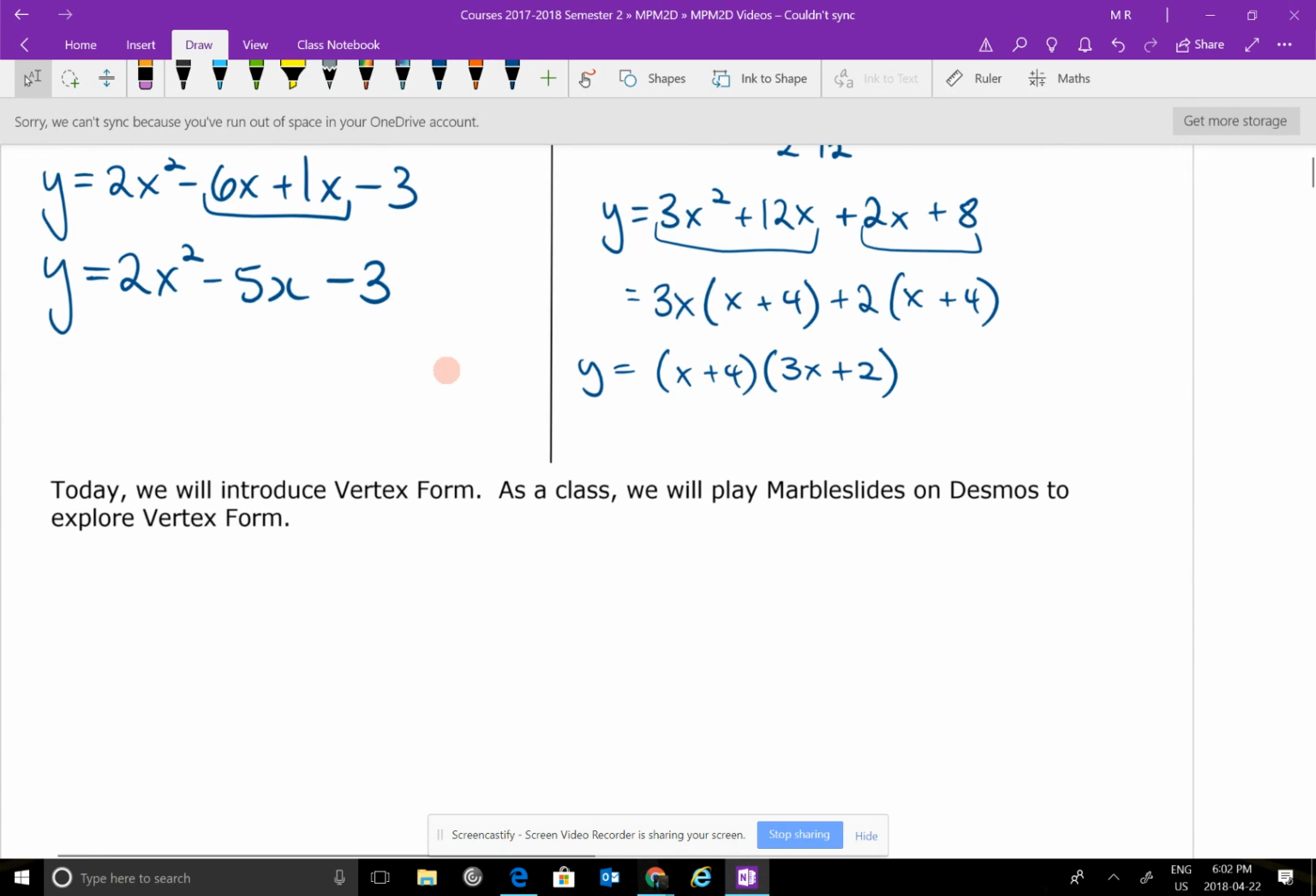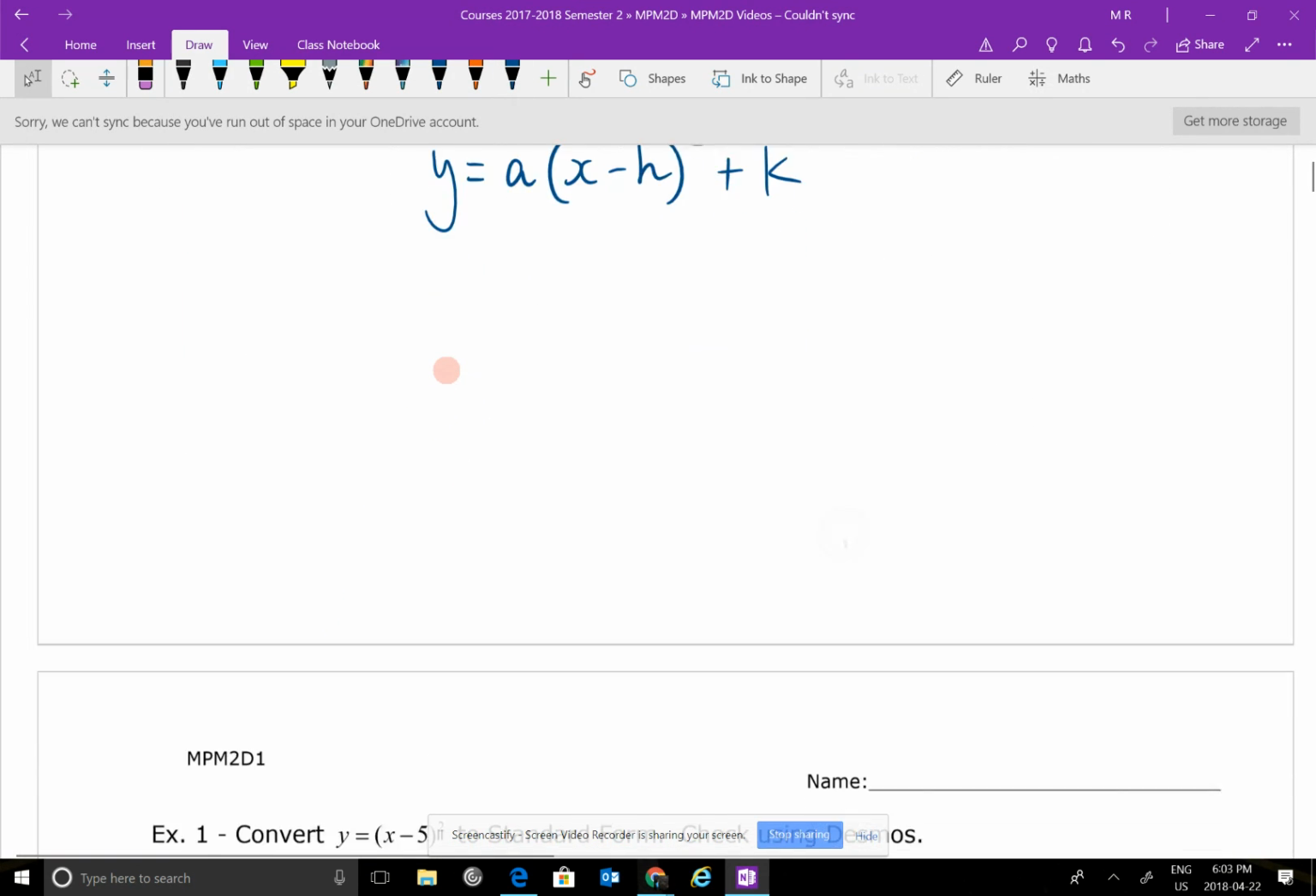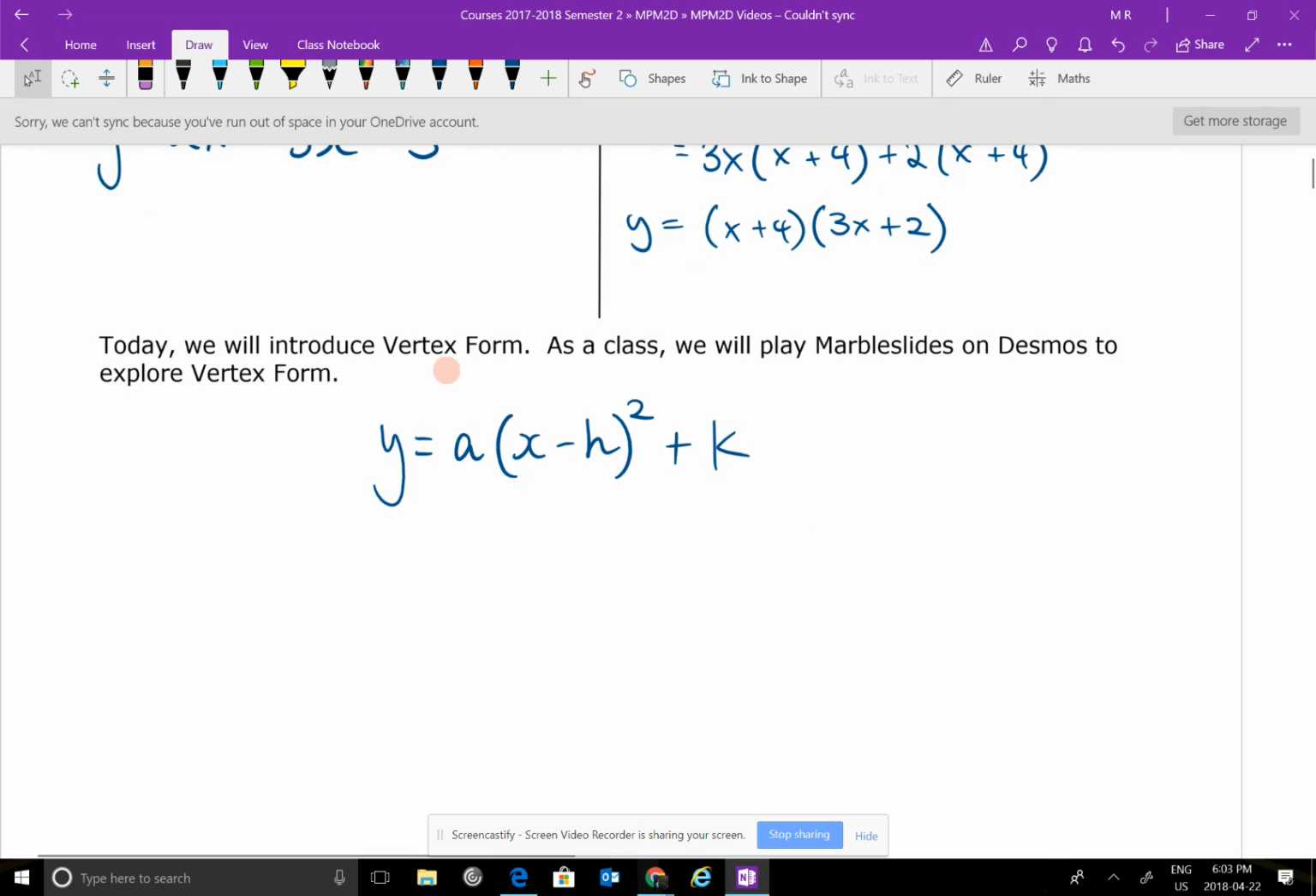Today we're going to introduce a new third form of the quadratic equation, and this form is called the vertex form. The vertex form looks like this: y equals a, which is the same a as in factored form and standard form, times (x minus h) squared plus k. We're going to use marble slides on Desmos to explore the properties of the vertex form. So maybe pause this video at the moment, look at the class code in our Google Classroom, have a look at the marble slides, and then come back to the video.